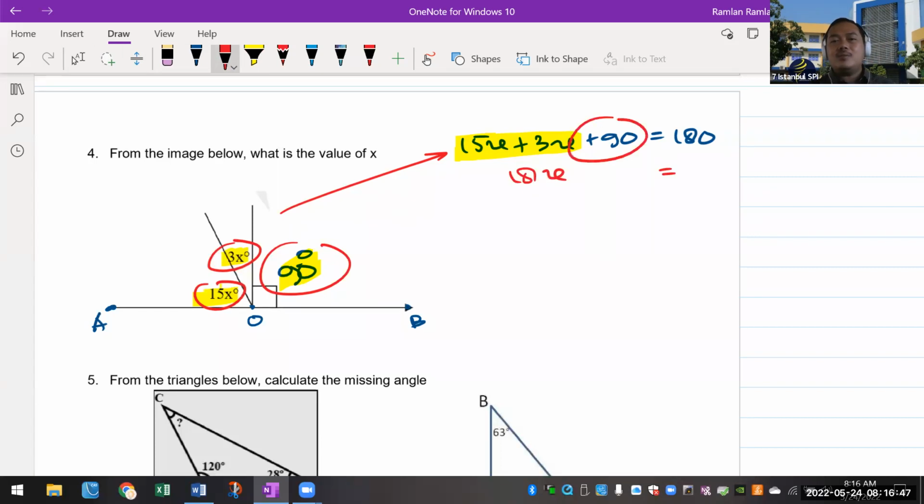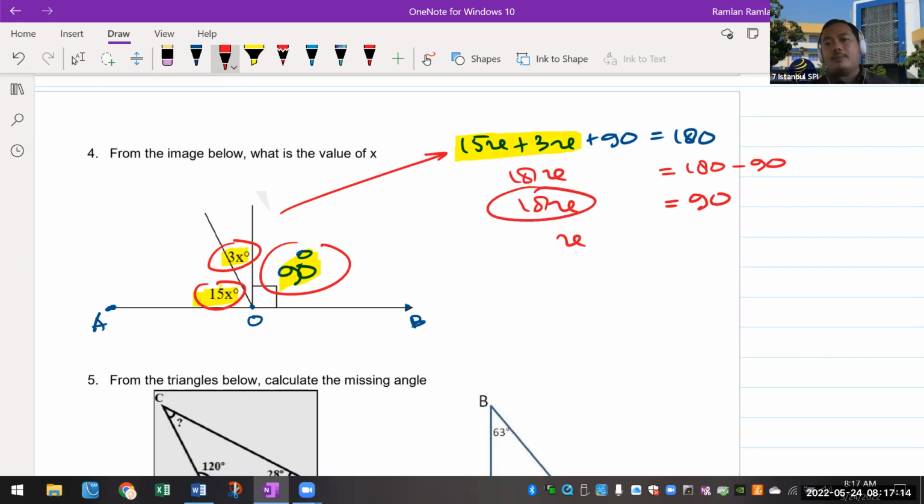Equals to, I'm going to just move this over here. This is an addition. So if we go to the other side of the equal sign, it will be a subtraction. So I can write down over there 180 minus 90, right? So I move this over here. Okay. The next thing is that we need to subtract 180 minus 90. That will be 90. And then the last step is that this is 18x, 18 multiplied by x.